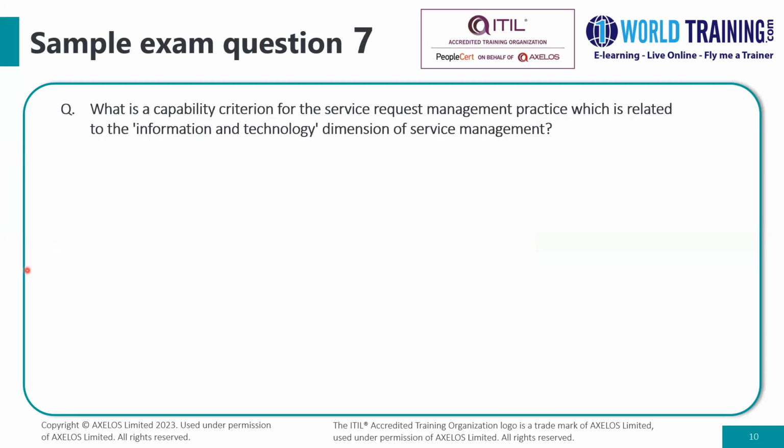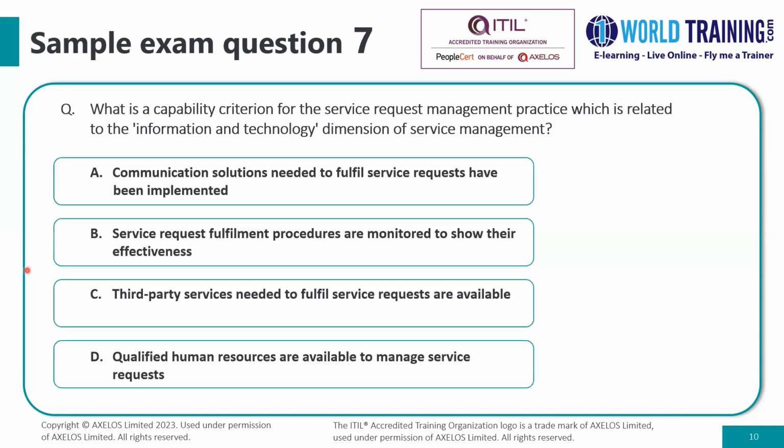Question 7. What is a capability criterion for the service request management practice which is related to the information and technology dimension of service management? A. Communication solutions needed to fulfill service requests have been implemented. B. Service request fulfillment procedures are monitored to show their effectiveness. C. The third-party services needed to fulfill service requests are available. Or D. Qualified human resources are available to manage service requests.